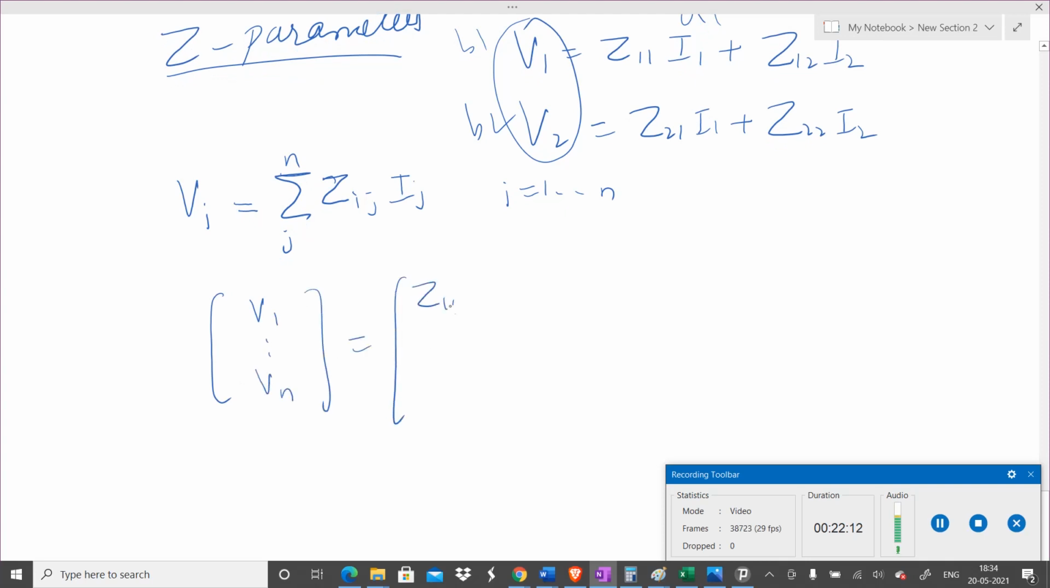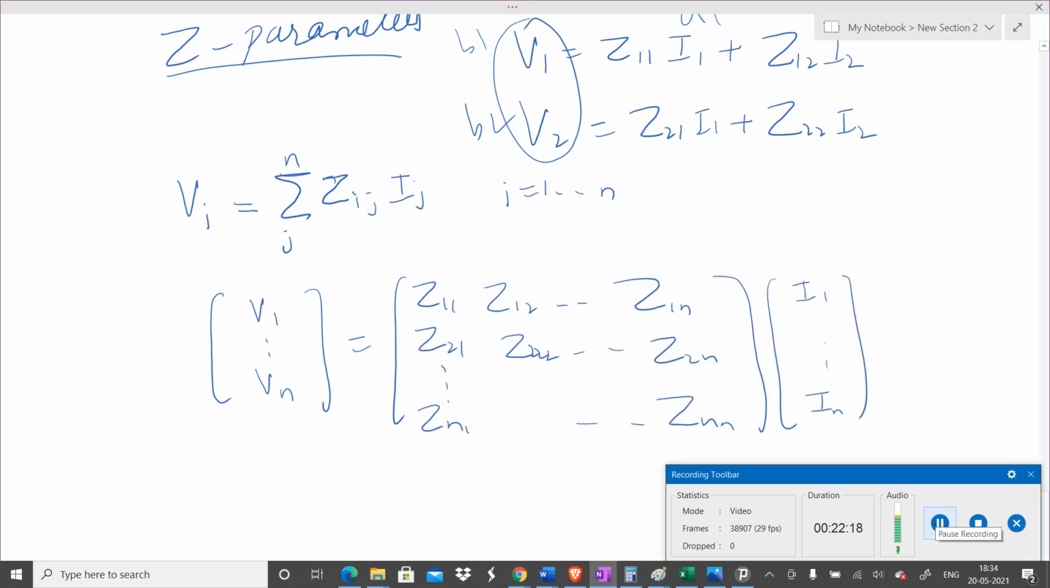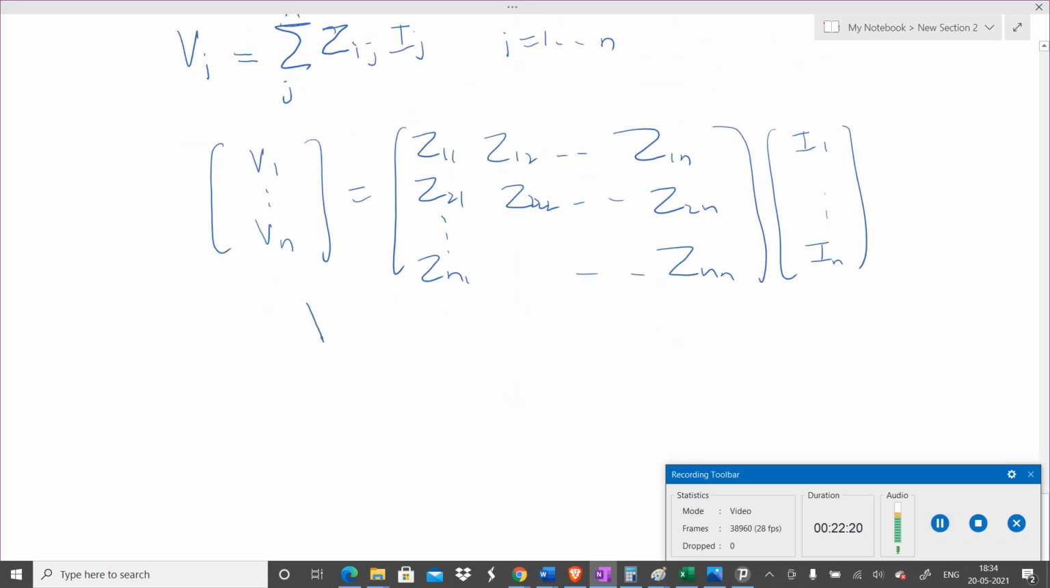and again in matrix form, V1 up to Vn is equal to Z11, Z12, Z1n, Z21, and so on. Or we can write V is equal to Z I. Again, these are bold letters, right?